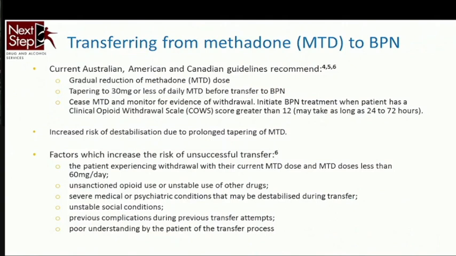And also, obviously, it's really important for patients to understand what's happening. And I can't emphasize this enough, it's really important to prepare patients for this change of treatment, noting that there is quite a significant difference between how methadone and buprenorphine are perceived by patients.